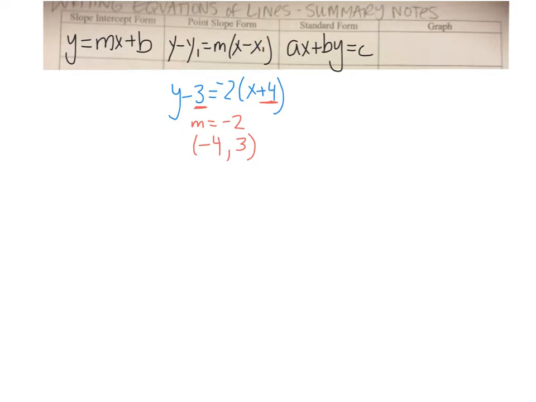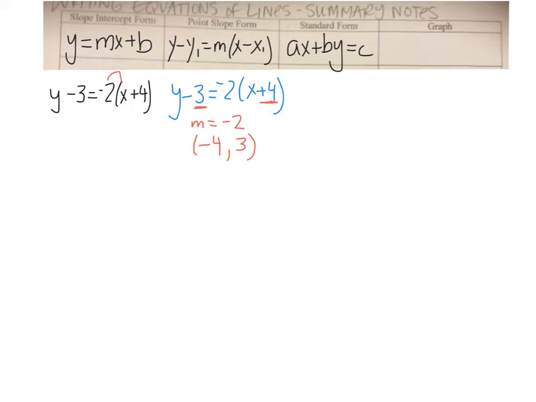So now I'm going to see if this information is enough for me to write my slope-intercept form. For slope-intercept form, I need the slope and the y-intercept. Well, this gives me the slope, but it doesn't give me the y-intercept. So I'm going to take y - 3 = -2(x + 4), and I'm going to see if I can manipulate this equation to get it in slope-intercept form.